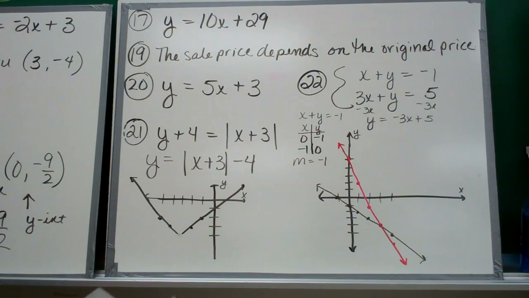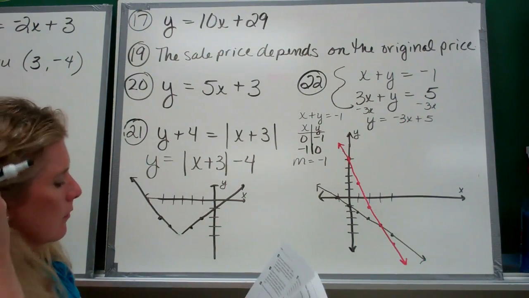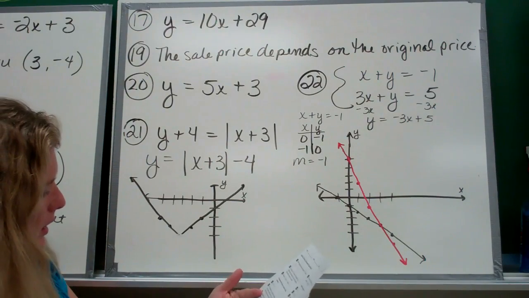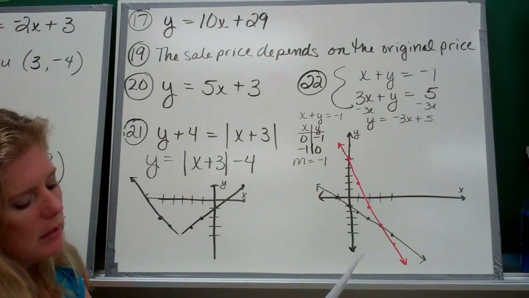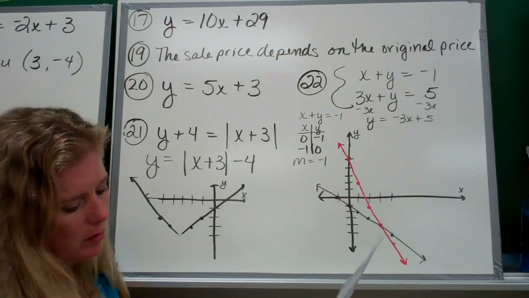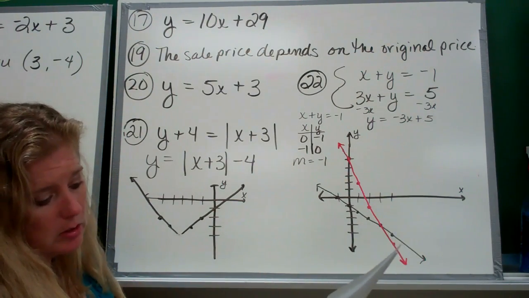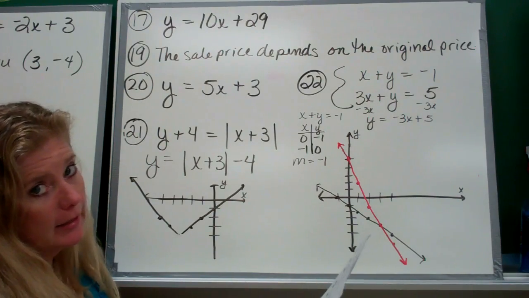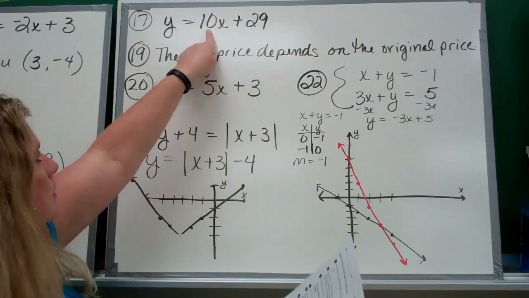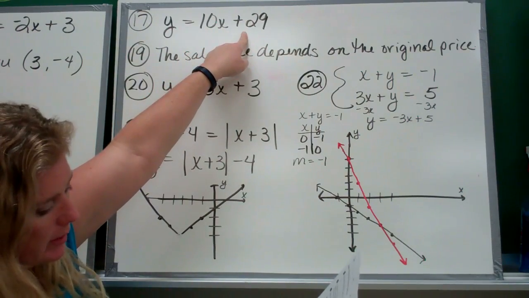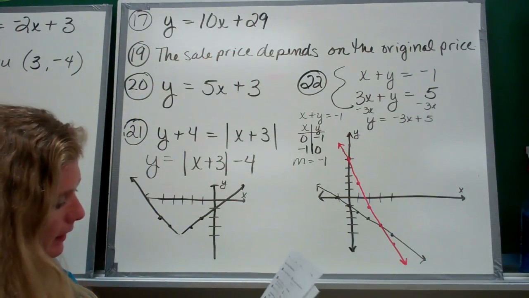Number 17. Write an equation to model the following situation. A music club membership costs $29 and $10 per CD. If x are your CDs, what's the total cost? So y equals 10x plus 29. 29 was the flat rate.